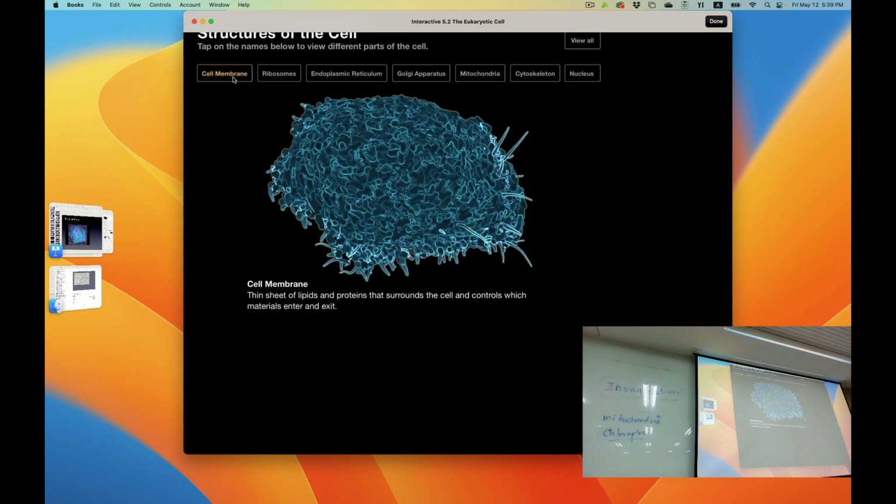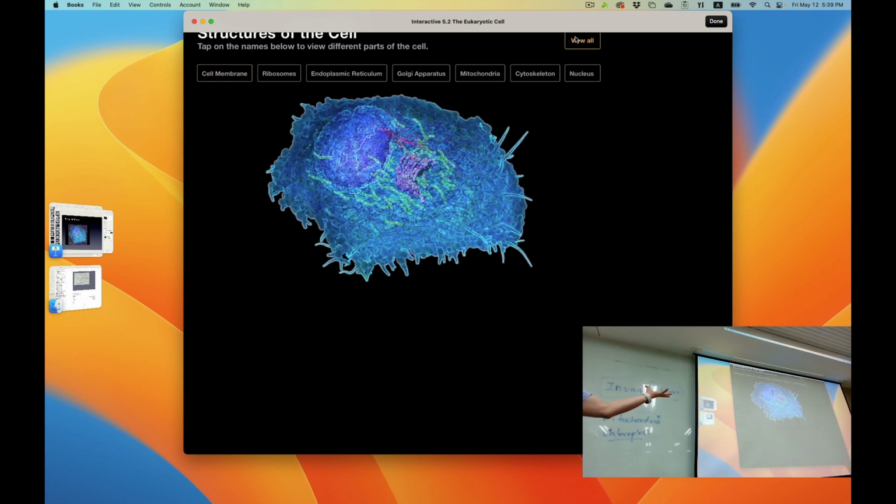Okay, first, outside the cell membrane. Altogether, when you look at this, it looks all fuzzy. It's not really clear what details, what's inside of this cell. This is a typical computer-generated cartoon image of a typical animal cell. But if we divide each component, we can separate them.